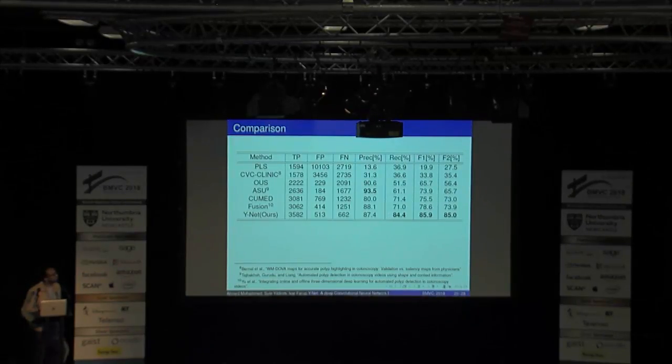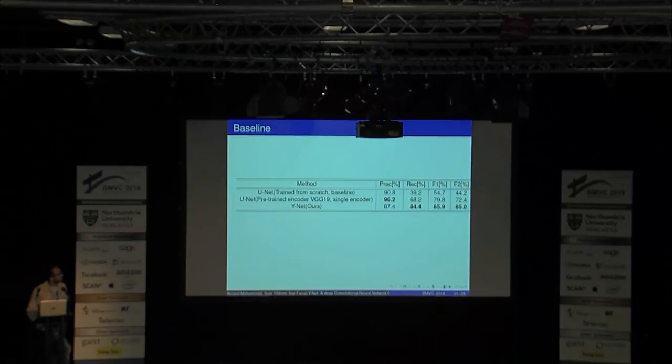We specifically focus on the recall because we don't want to miss a polyp. Also, if you consider F1 score or F2 score, we have a much higher result comparatively. We also have the lowest number of false negatives and the highest number of true positives. The baseline for this study is, for example, you can ask what is the advantage, or whether you are over-parameterizing the model. So we compared, for example, U-Net with pre-trained VGG with a single encoder, and still our method performs the best.